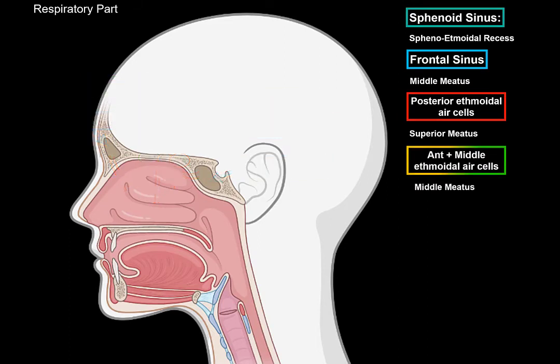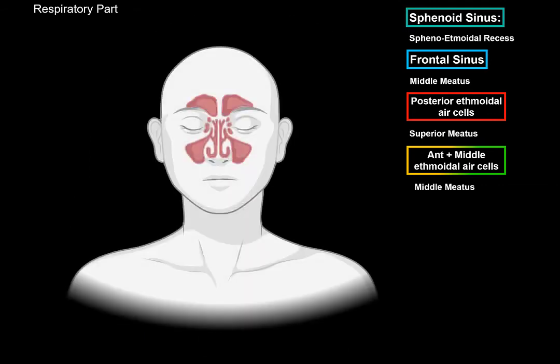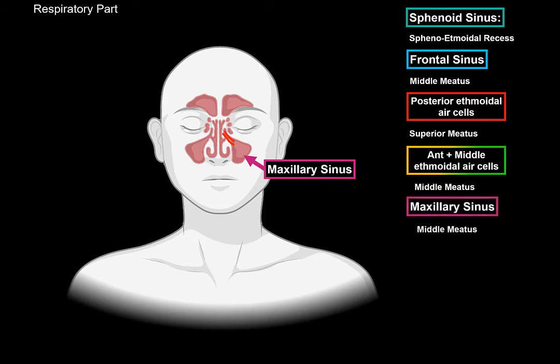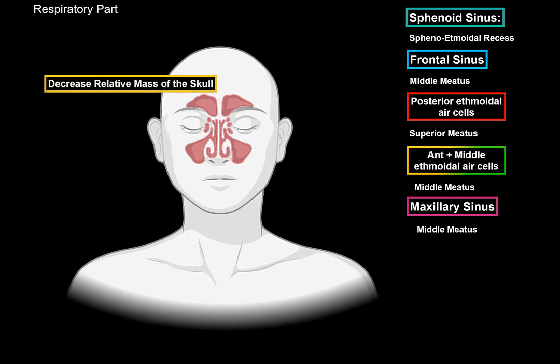Now, if you look at the anterior view of the sinuses, you will see another sinus which is not visible in the lateral view. And this one is the maxillary sinus, which drains into the middle meatus, as you see here. Now, why do we have these sinuses? Well, your skull is pretty heavy, and since these sinuses are relatively empty cavities, they are thought to decrease the relative mass of the skull, as well as help resonate the sound as you speak.